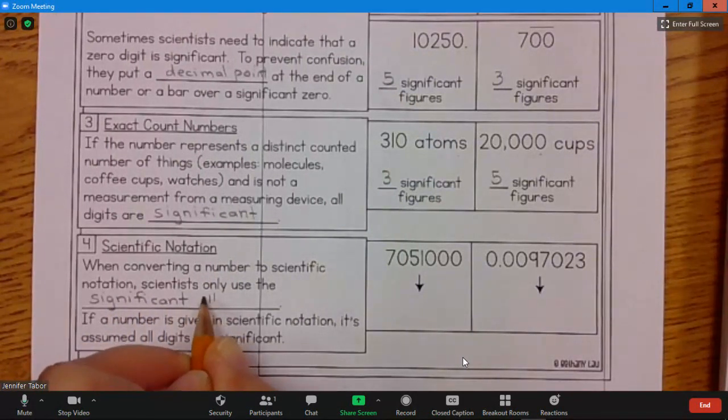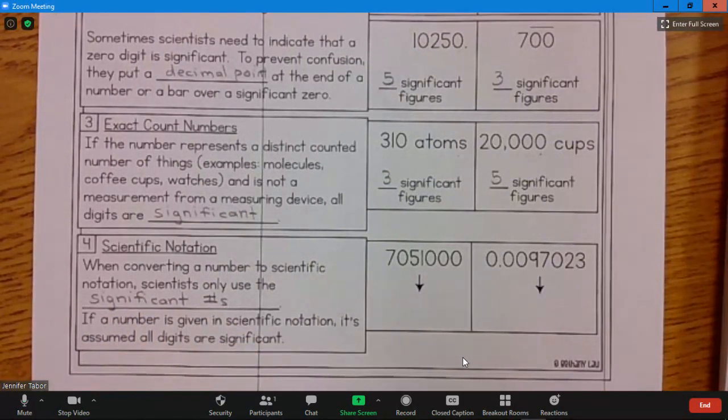I'm going to abbreviate numbers because I can. So if you have something in scientific notation, all of the numbers are significant. Okay. So again, we'll go over this in more detail in the next section.